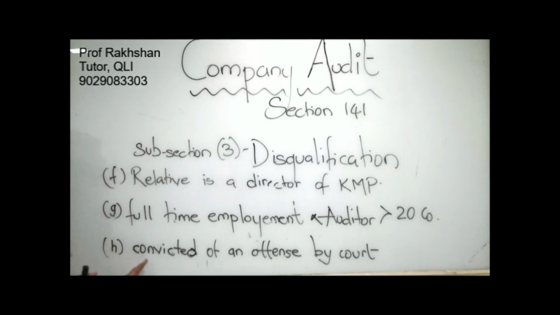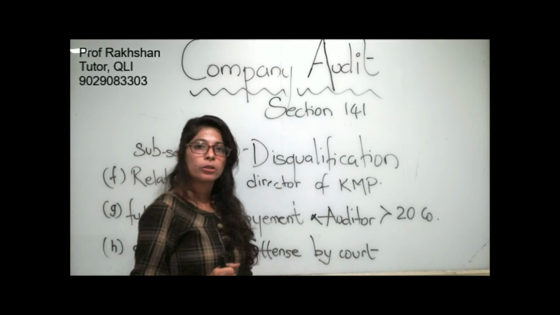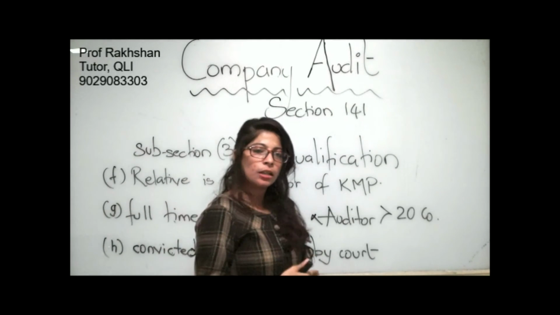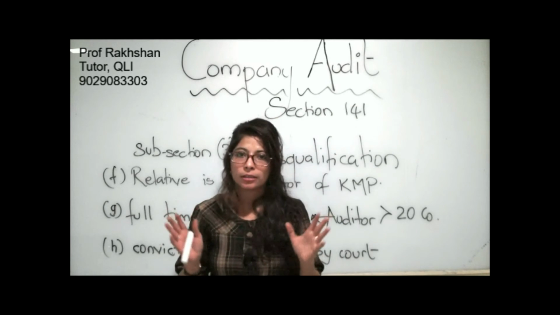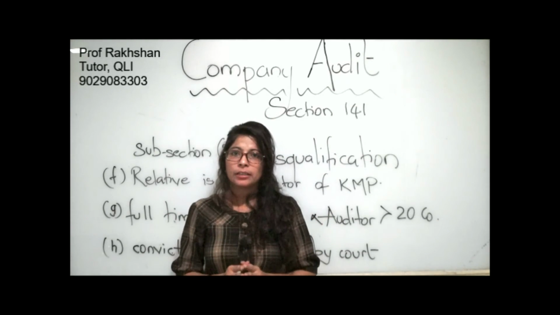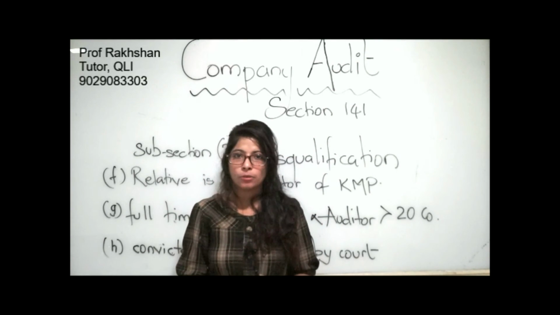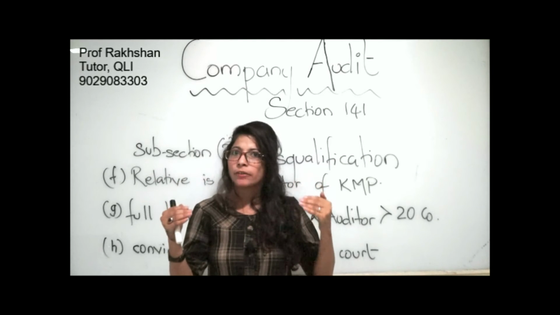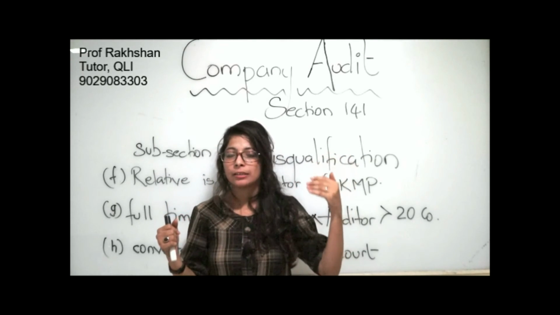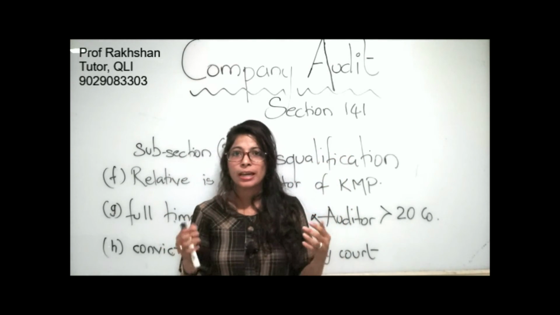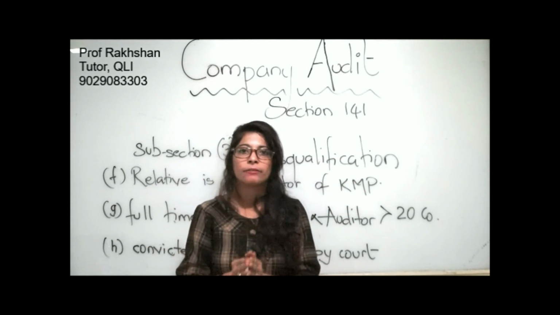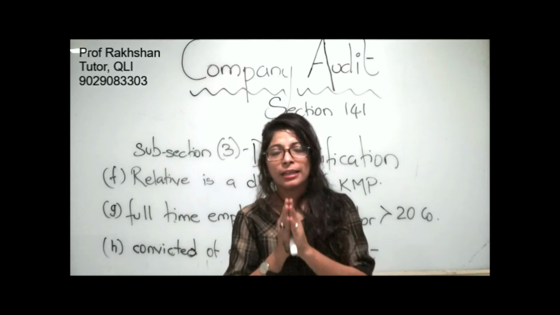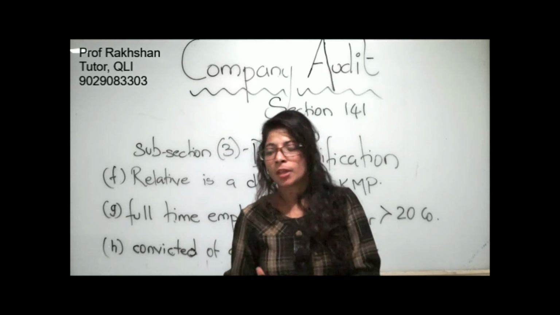Convicted of an offence by the court. The Chartered Accountants Act of 1949 has issued the Code of Ethics. The Code of Ethics has the first and the second schedule. It mentions the conditions subject to which, if any of those are fulfilled, the chartered accountant will be assumed to have been convicted of an offence and then will be disqualified.